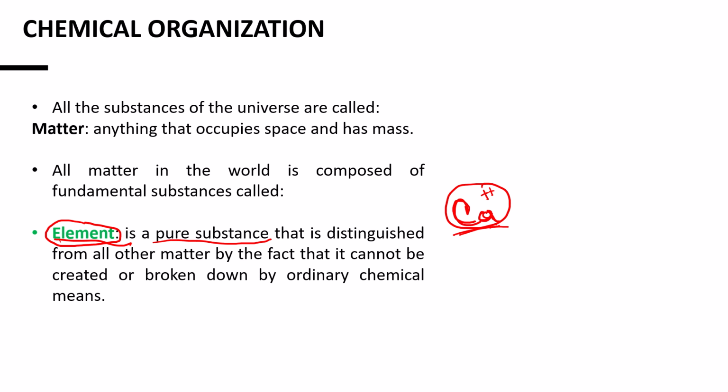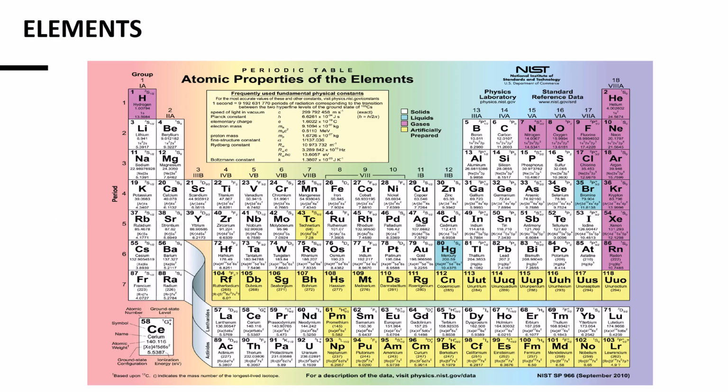And that's what we're going to do now, to learn what the most important ones are for the human body. In this slide, I have what we know as the periodic table, the atomic properties of the elements. Probably you're familiar with this.